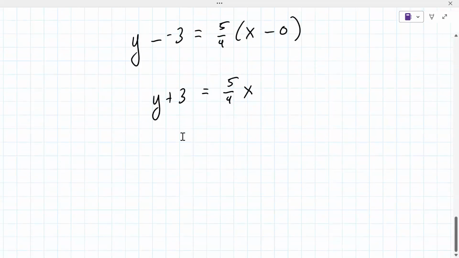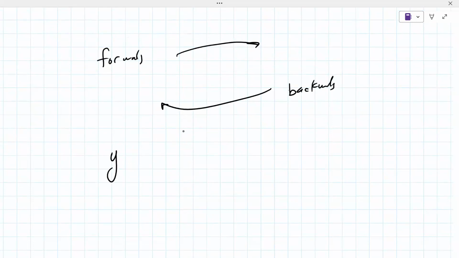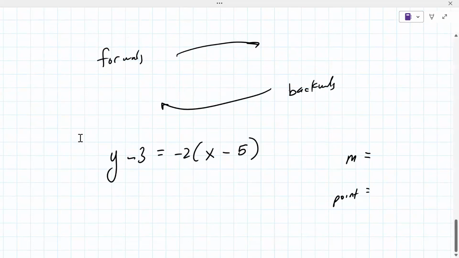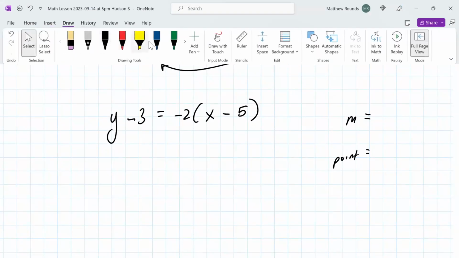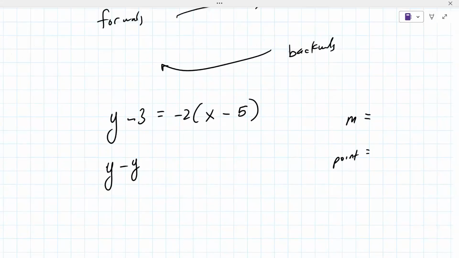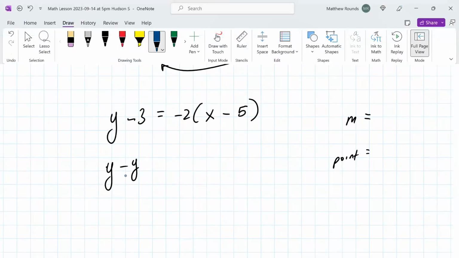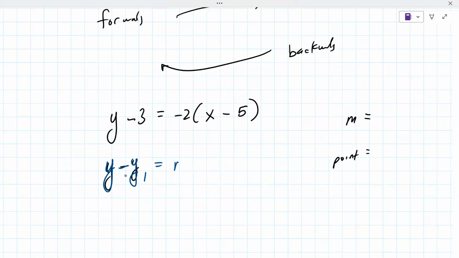No. Okay, so the more difficult thing is, we just did a forwards problem, and now we're going to do a backwards problem. The backwards problem is I give you the equation, and you have to give me the slope and the point. So I'll write the point slope form underneath: y minus y1 equals slope times x minus x1, like that.